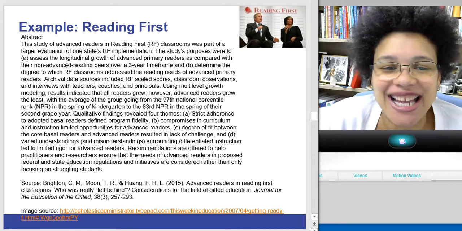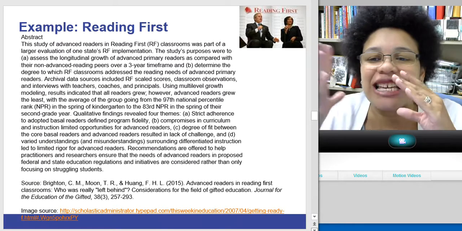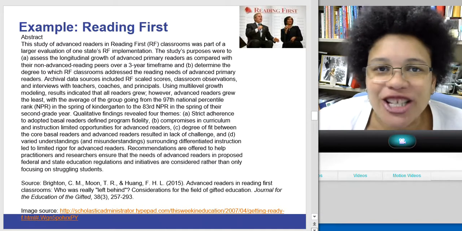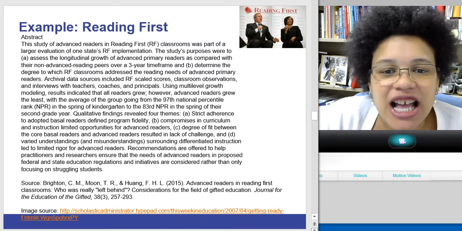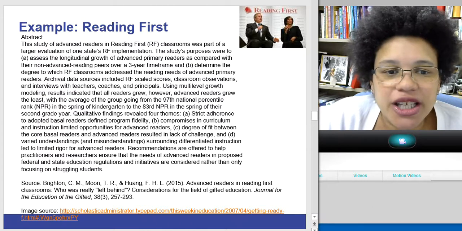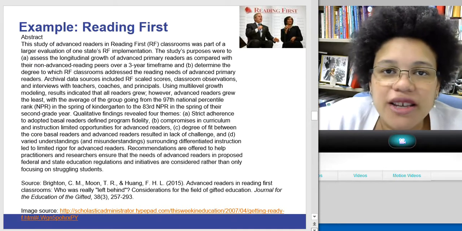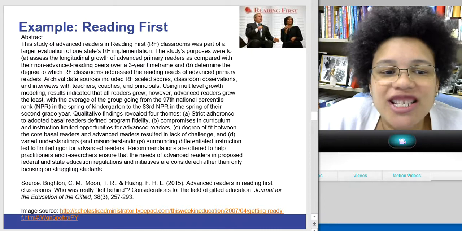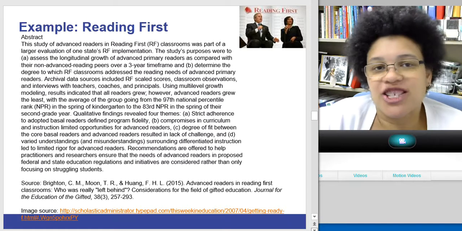The thing is that it limited opportunities for advanced readers, right? Because if everybody's reading the same textbook and a kid is beyond that level, then they don't have opportunities to read at their level. So there was a lack of fit between the basals, the textbooks, and the gifted kids, and that resulted in a lack of challenge. And there wasn't differentiated instruction. So there was limited rigor for advanced readers.